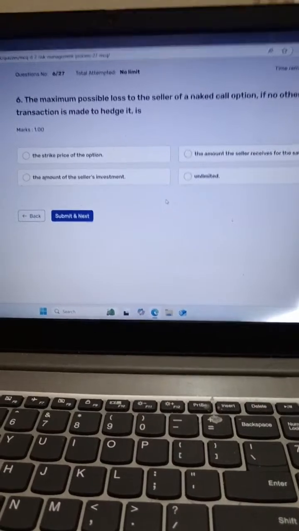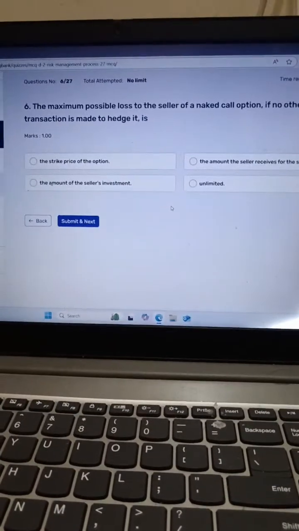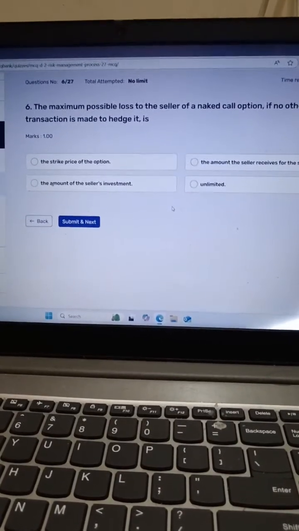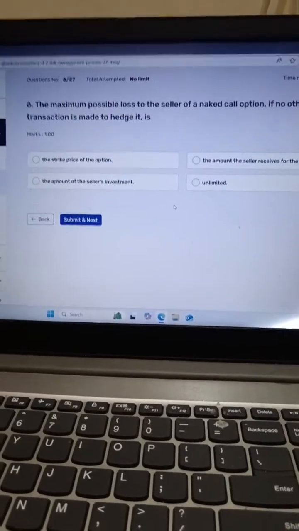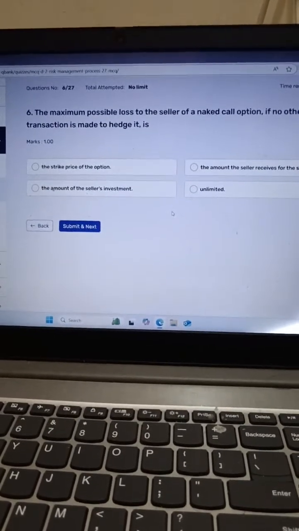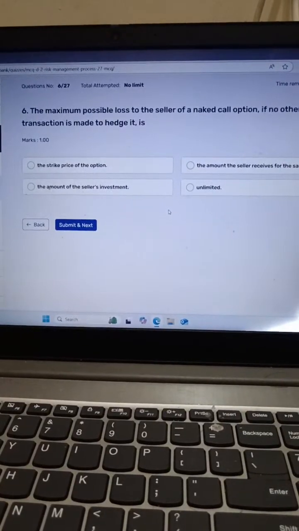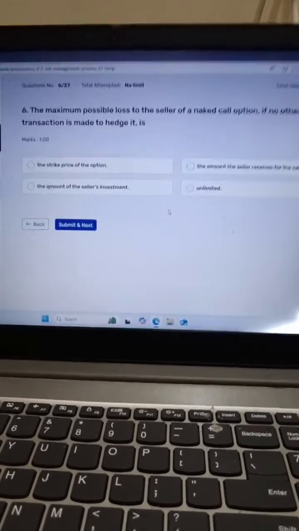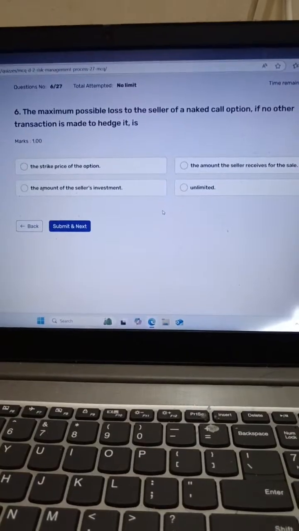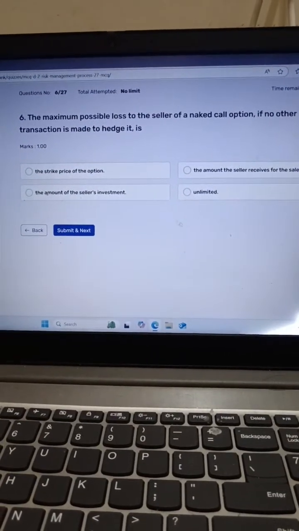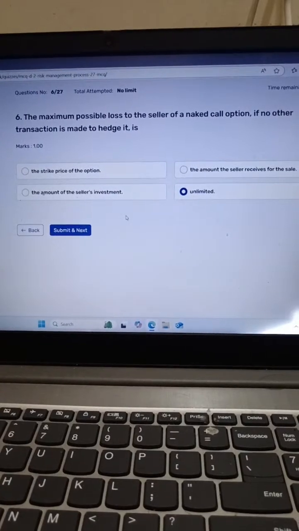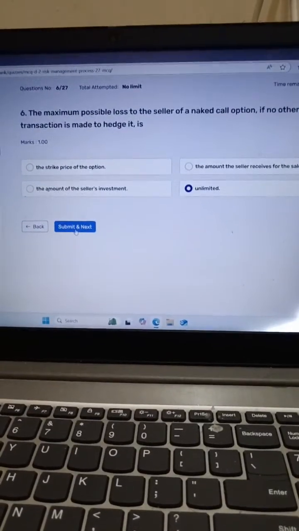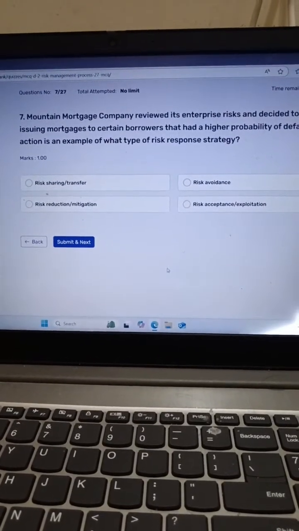And question number 6. The maximum possible losses to the seller of a net call option if no other transaction is made to hedge. It means what is the level of the expected loss in case of a call option. Net call option means there is no restriction, so any level can happen. It means unlimited loss can happen in case of a net sale option. This is as per IMA suggestion. Okay, and this is question number 7.